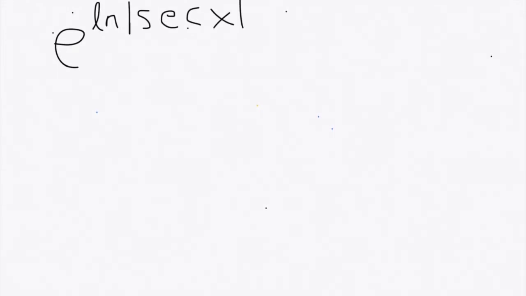So we have e to the integral, or we already integrated it, so we have e to the ln secant x plus c. So this is our integrating factor. We're going to simplify this. We're going to just write μ of x first.